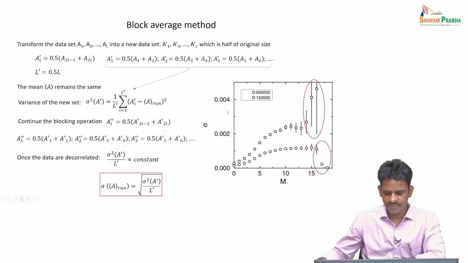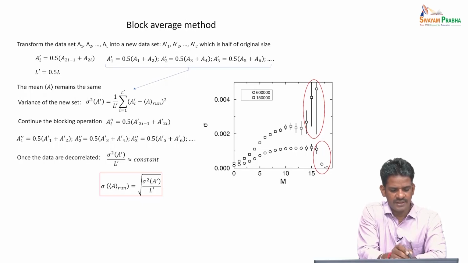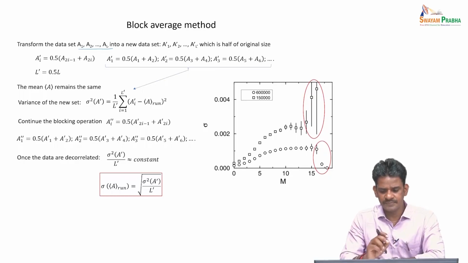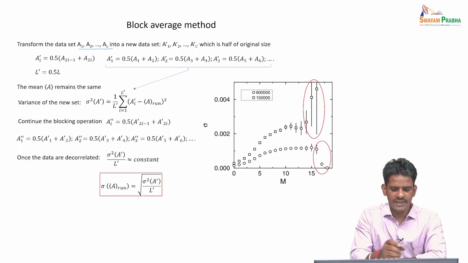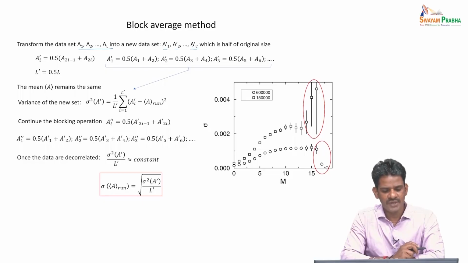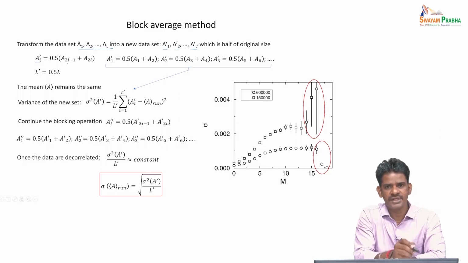So let us illustrate this particular method. Initially we have the data set A1, A2, A3 all the way up to AL. This is the raw data set we would have stored in MD simulations. Now we want to transform this set of data into another new set of data by a simple blocking operation. For instance, we want to create a new data set A1 prime, A2 prime all the way up to AL prime, where each data point Ai prime is basically the arithmetic average of two consecutive data points. In other words, A1 prime will be half of A1 plus A2. Similarly, A2 prime will be half of A3 plus A4, and so on.